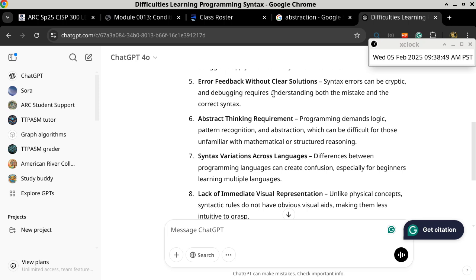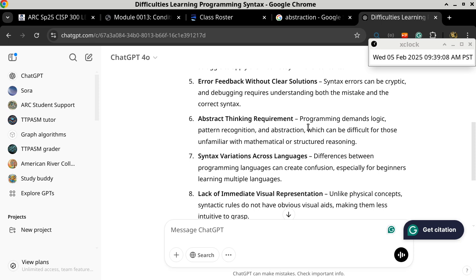In CISP 360, this point becomes super important because you will be actually writing programs and you'll be running those programs. Okay, so you will get errors. Basically you can get syntactic errors. You can also get runtime errors, which means the logic itself is problematic.